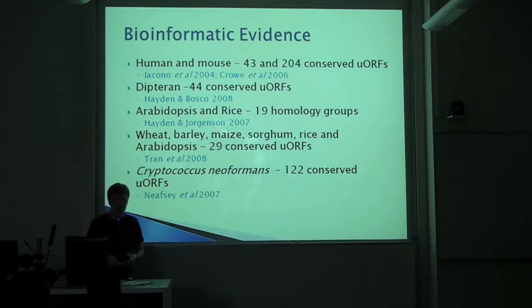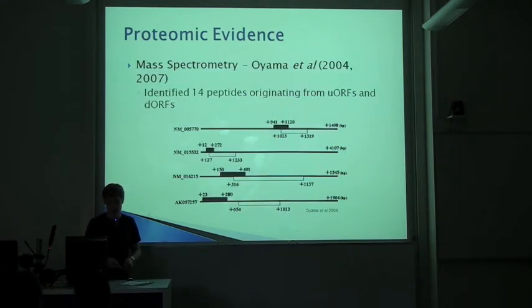So this bioinformatic evidence indicates that UORFs are widely conserved throughout eukaryotes, both closely and distantly related species. This conservation is seen at the amino acid level, and there's evidence of purifying selection. However, bioinformatics doesn't mean that these UORFs are being translated. So you basically need further evidence, and this is sort of provided to us by Oyama et al., who used mass spectrometry to identify peptides originating from UORFs.